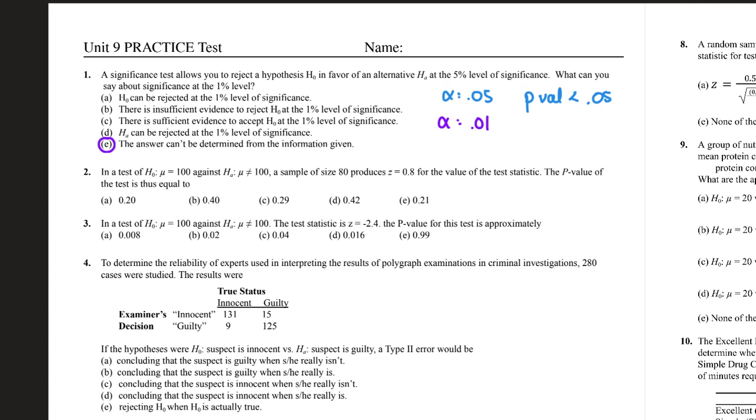All right, number 2 says, in a test of H0, mu equals 100 against HA, mu is not equal to 100, a sample size of 80 produces a Z of 0.8 for the value of the test statistic. What is the p-value of the test? Okay, in order to find that p-value, we're going to look up our test statistic. And since it's not equal to, that means we're going to look at the negative side and double it.